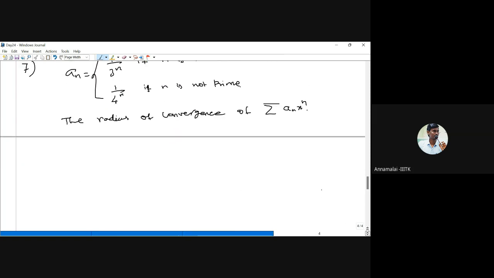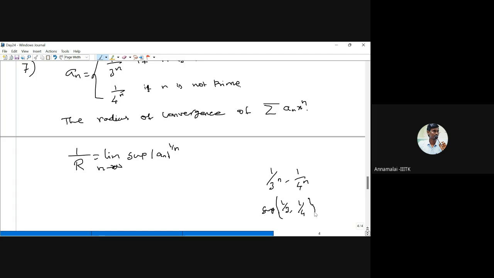So again we have to use a formula, but there is also one more formula, almost everything the same: 1 by r equals limit n goes to infinity of the supremum of modulus of a_n power 1 by n. This is another formula. All the a_n's are either 1 by 3 power n or 1 by 4 power n. If you raise them to the power 1 by n, we get 1 by 3 and 1 by 4. Now you take the supremum.